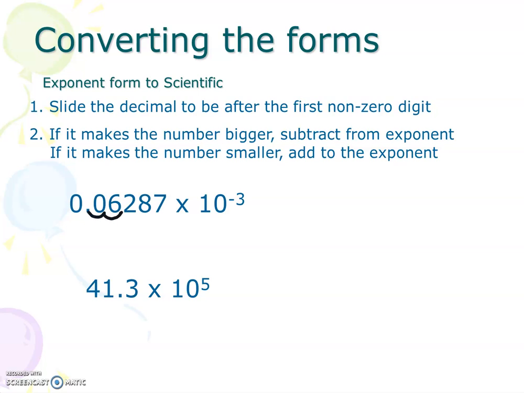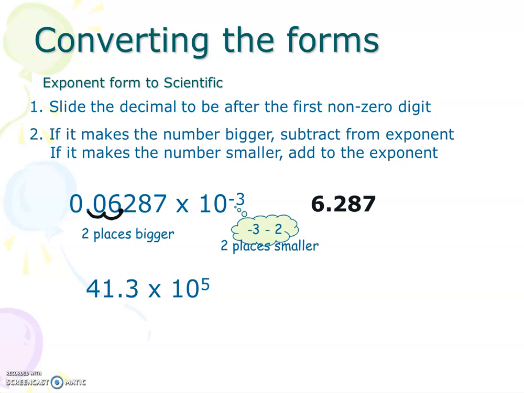And so how do we do that? Well, we slide it to the right 2 spots. And that's going to make our number 2 digits or 2 decimal places bigger. And so our exponent is going to have to balance it out, becoming 2 places smaller. You subtract 2. Watch out when you're subtracting negatives.